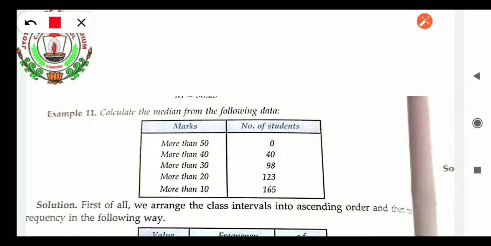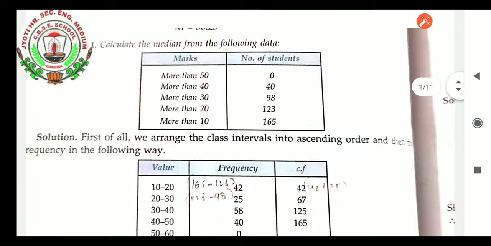Calculate the median from the following data is given. More than 50 is given, means 50 and above. More than 40 is given, that is given as 40. More than 30 is given, that is given as 98. So this way the class is given. Let us have the explanation of how we will get there.